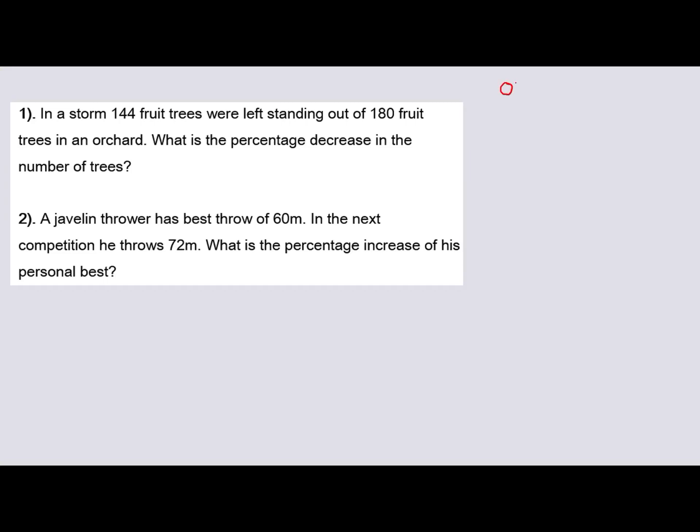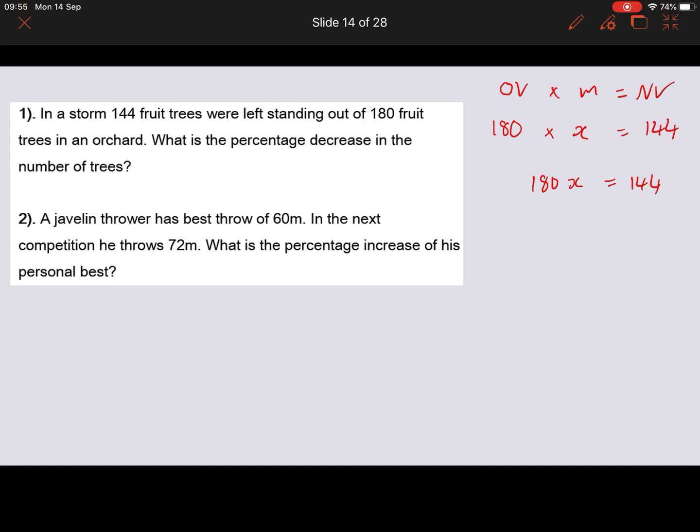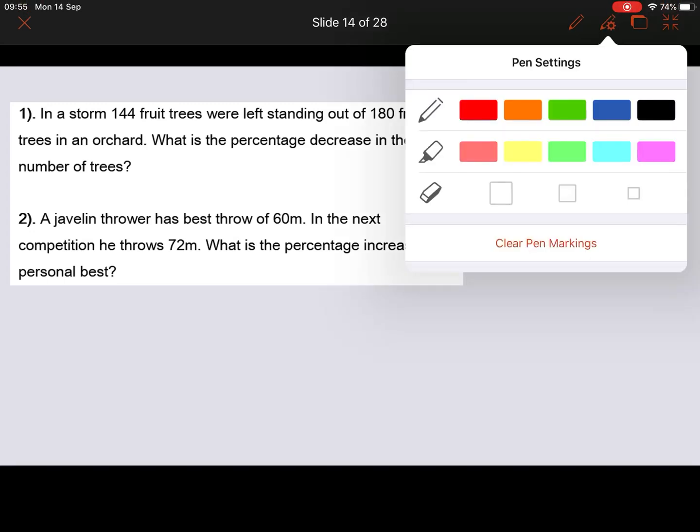In a storm, 144 fruit trees were left standing out of 180 fruit trees in an orchard. What is the percentage decrease in the number of trees? So decrease. So again, look at that formula. Old value times the multiplier equals the new value. What do we know? We know the old value. We initially had 180 fruit trees and we ended up with only 144. The multiplier is what we don't know.